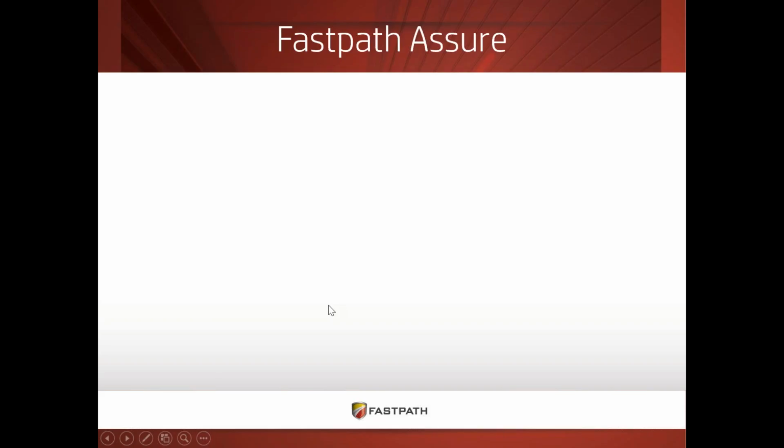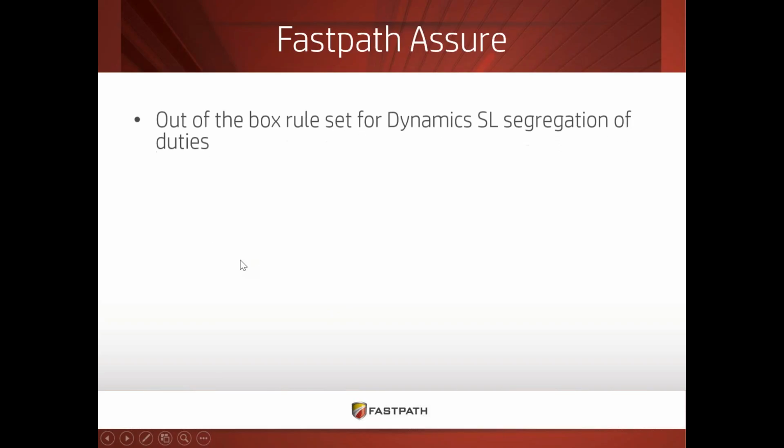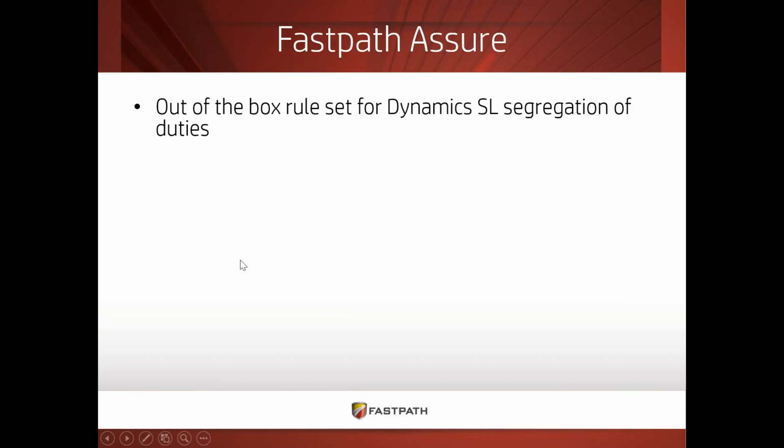So we have a tool at Fastpath that's called Assure. And what Assure does is it has an out-of-the-box rule set for Dynamics SL segregation of duties. What that rule set is comprised of is all of the different potential conflicts a Dynamics SL out-of-the-box installation can have. For example, if somebody has access to create a vendor and they have access to pay a vendor, technically that's a risk. If a user has access to open and close fiscal periods and then they have access to post transactions, that's technically a risk.